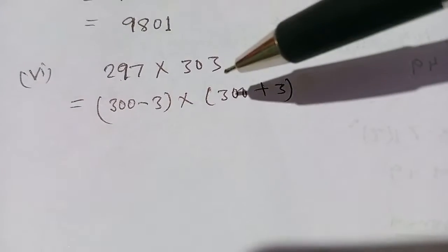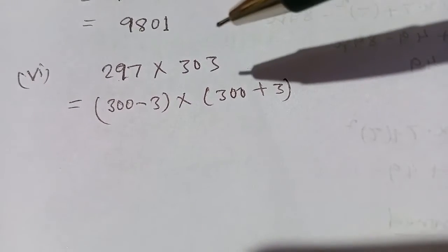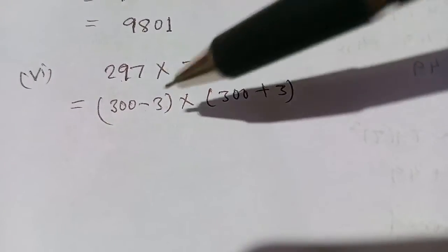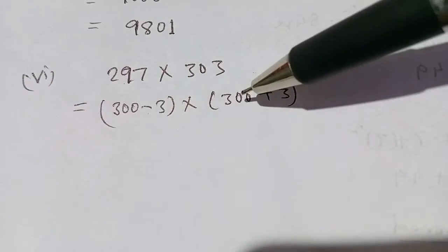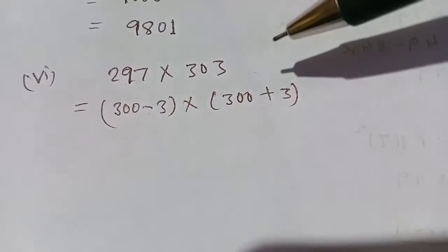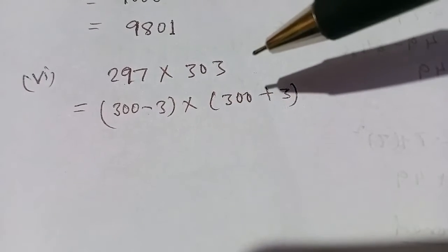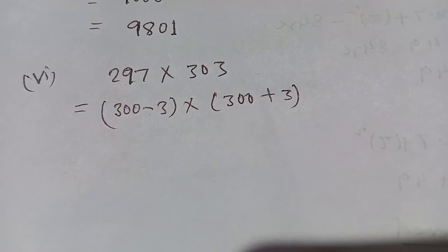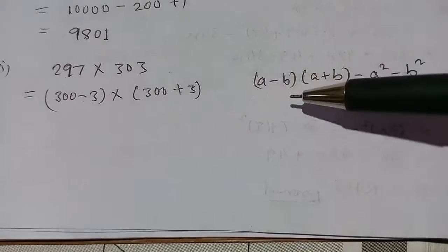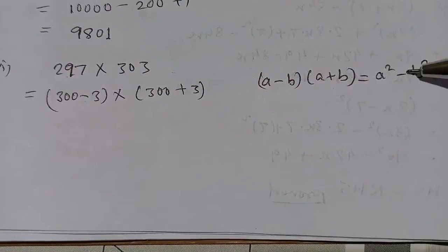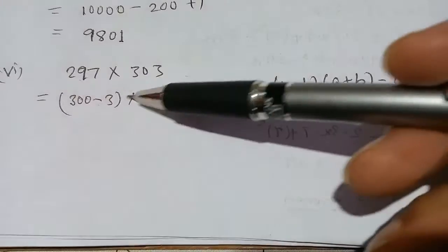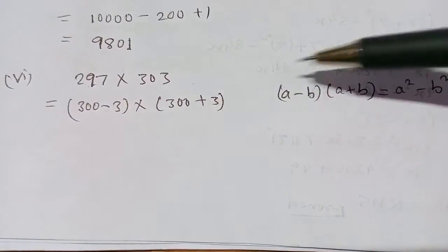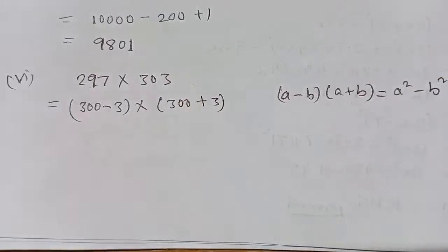Now which formula is coming? Can you find out the formula? Yes. This is a and this is b. So it is a minus b into a plus b. Now you got the formula. The a minus b into a plus b formula is a square minus b square, right? So you have to break the number in such a way that both a and b are the same. Understood? Now apply the formula a square minus b square.